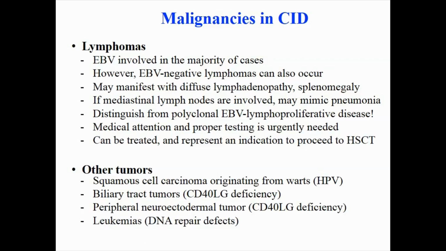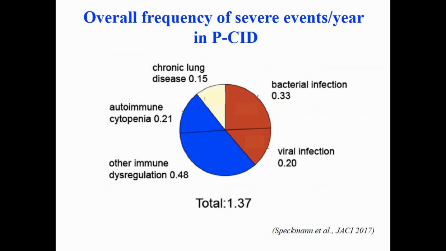Leukemias are not that common in the group of patients with CID, but in some of them, especially in those associated with DNA repair defects, you can find leukemias. Again, tumors are fortunately not that common, but it is clearly a higher risk than in the general population. So again, another study, same group from Germany, looking at patients with profound combined immunodeficiency. What is the overall frequency of severe events per year, and what type of events are they?